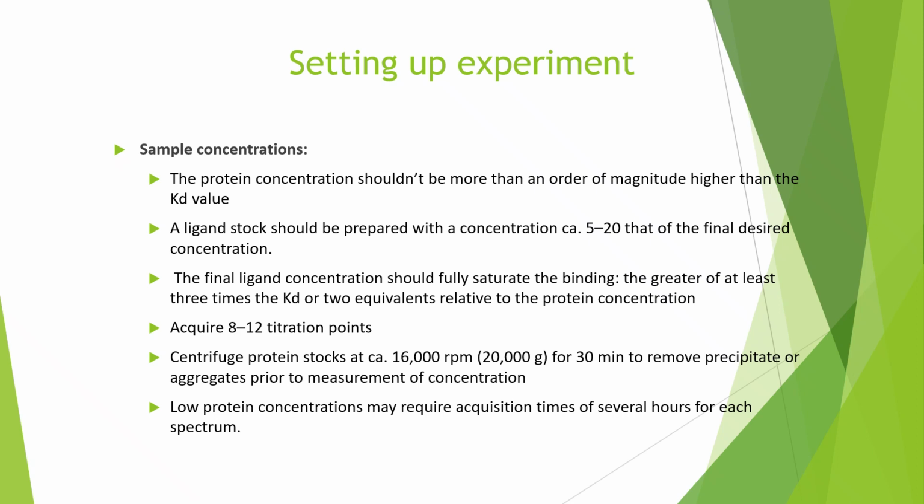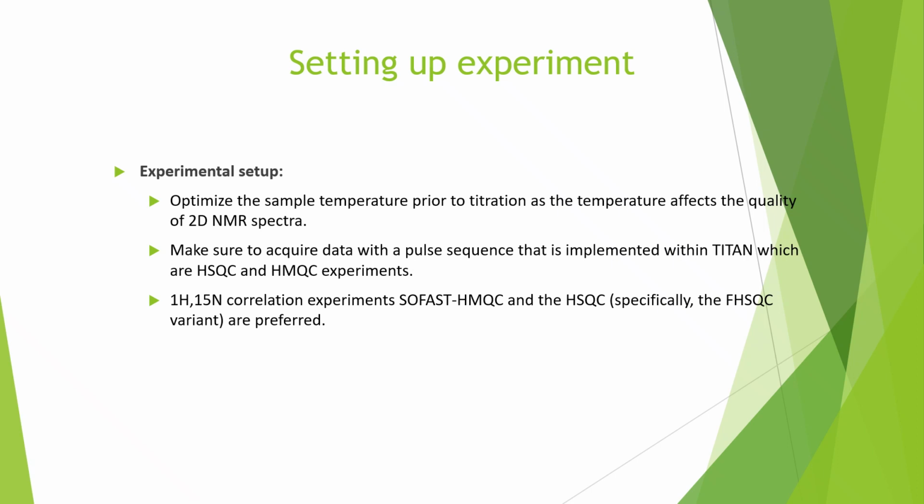Centrifuge protein stocks at 16,000 rpm for 30 minutes to remove precipitate or aggregates prior to the measurement of concentration. Low protein concentrations may require acquisition times of several hours for each spectrum. Higher concentrations, around 50 to 100 micromolar, will obtain significantly higher signal-to-noise ratio in less than an hour. Optimize the sample temperature prior to titration, as the temperature affects the quality of NMR spectra.